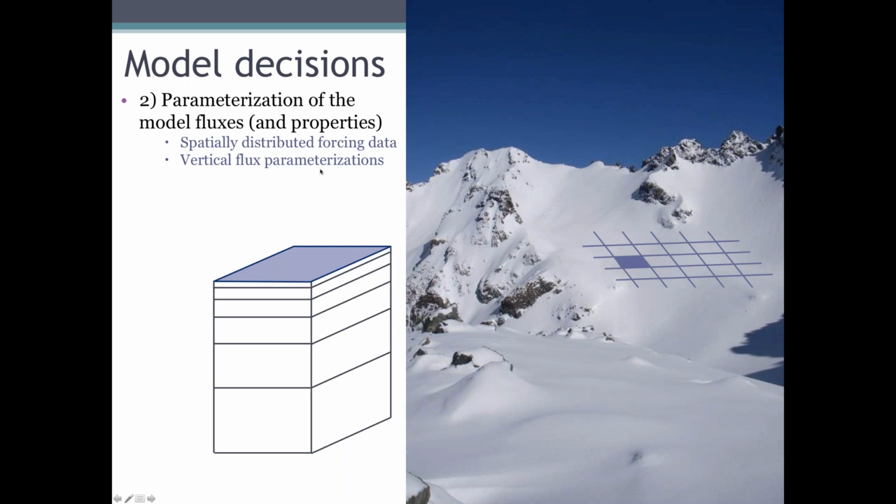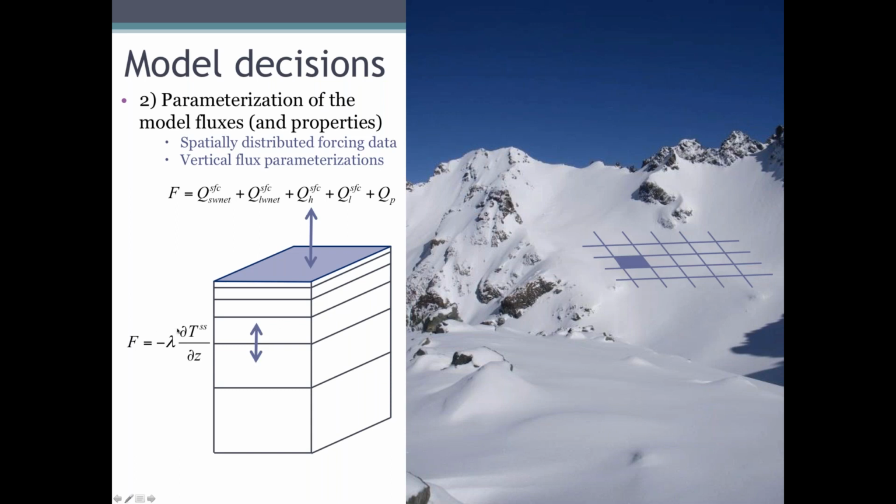What are your vertical flux parameterizations for connectivity within the layers you put in your snow model? What are your surface fluxes? Your forcing at the surface is going to be a function of your net shortwave, net longwave, and your sensible and latent heat flux, as well as any energy and precipitation.